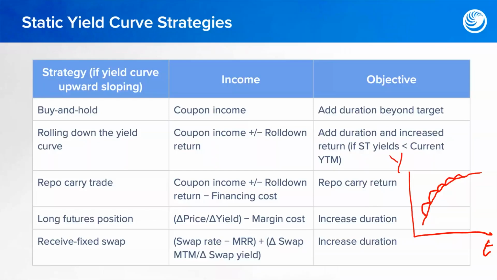If we now move on to our repo carry trade, here we are long a high yielding instrument and we finance that via a lower yielding instrument. So our objective is to earn a repo carry return. So our income is our coupon income plus or minus our roll down return as before, but this time reduced by the cost of financing the bond.